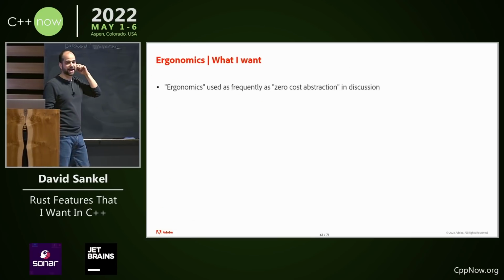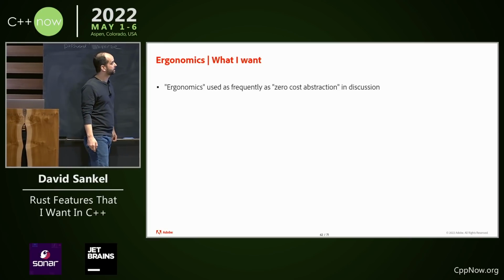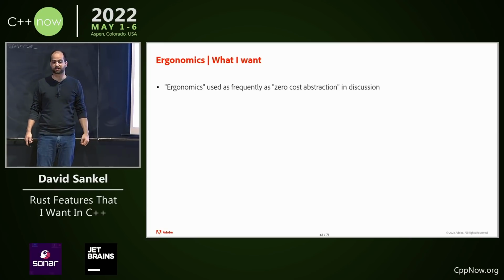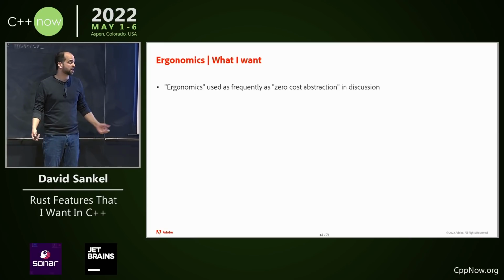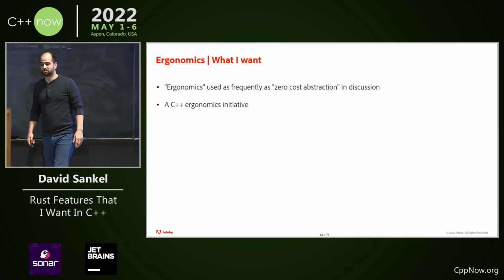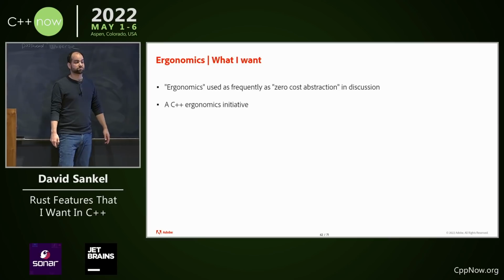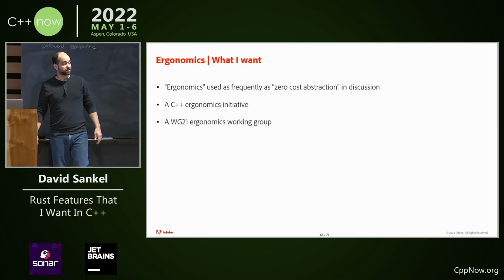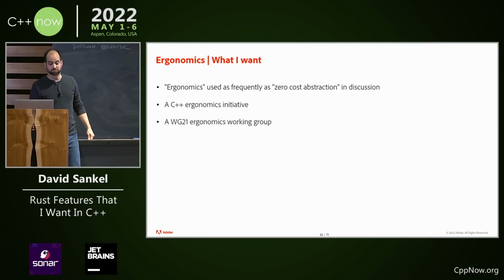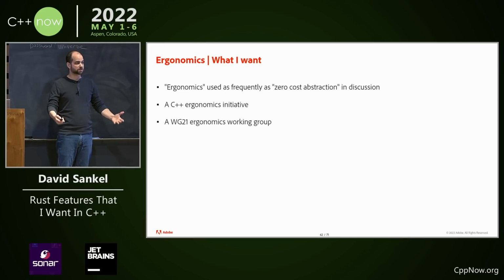I want to have the word ergonomics used as frequently as I hear the phrase zero cost abstractions in discussions, right? It's just not a word that we use that much. It's not a thing that we discuss very much. But we could start doing that. I would like to see a C++ ergonomics initiative, right? I'd like to see a WG21 ergonomics working group to consider things from an ergonomics perspective, because the other working groups, they really don't think about this that much.